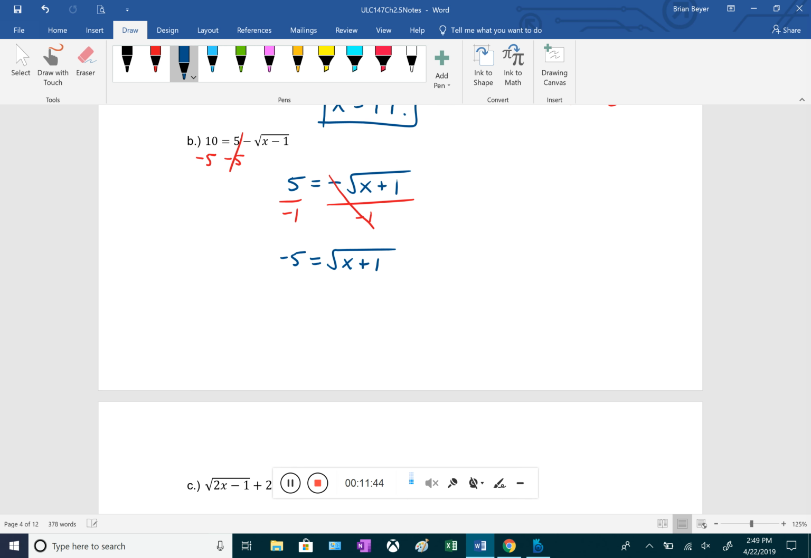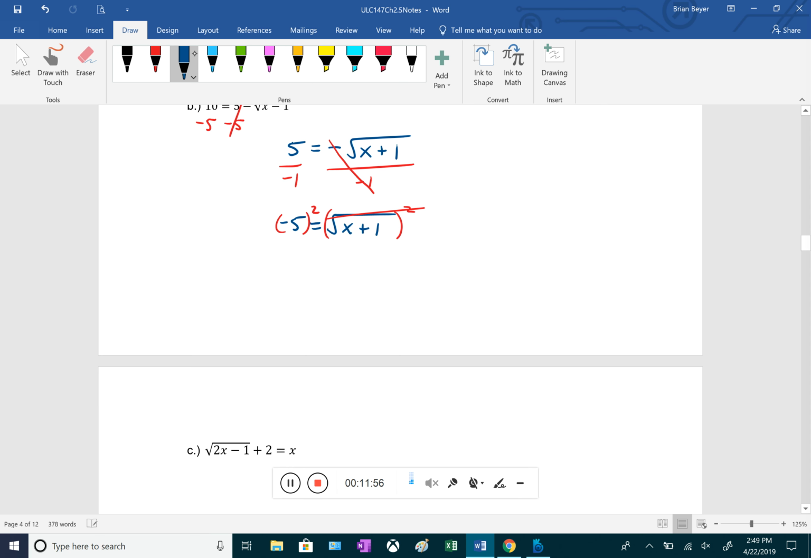And now we're going to square both sides, so it cancels the square root and the squared. Negative 5 squared is going to be positive 25 equals x plus 1. We subtract 1 on both sides, we get x equals 24.